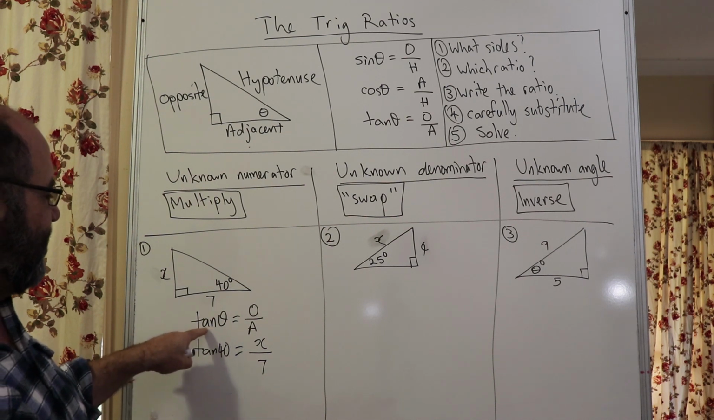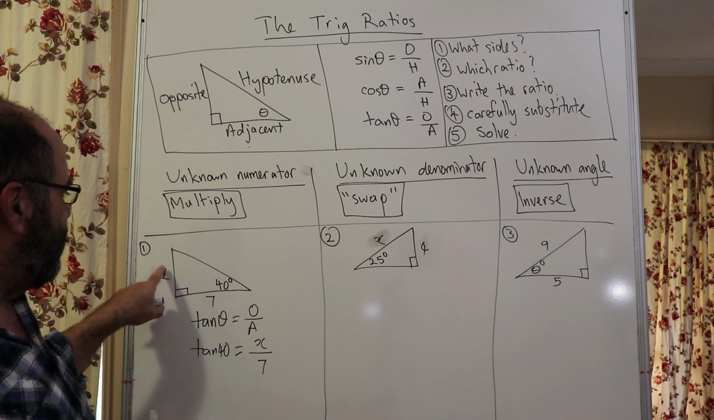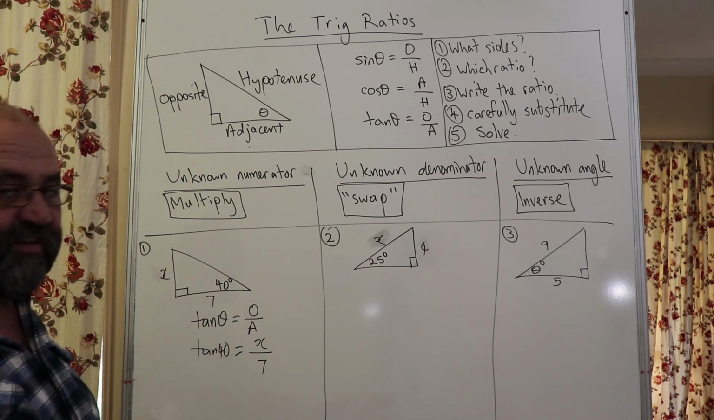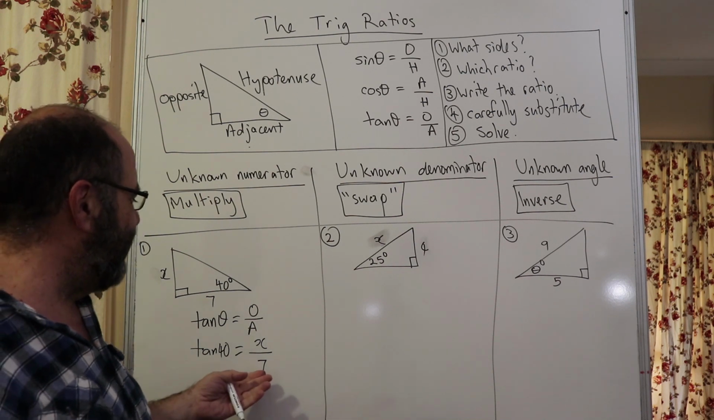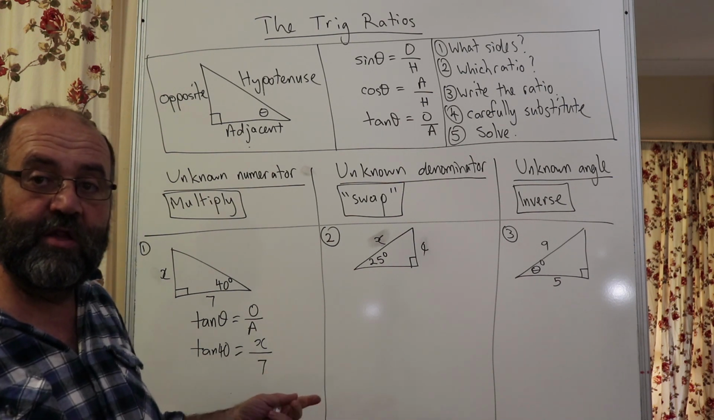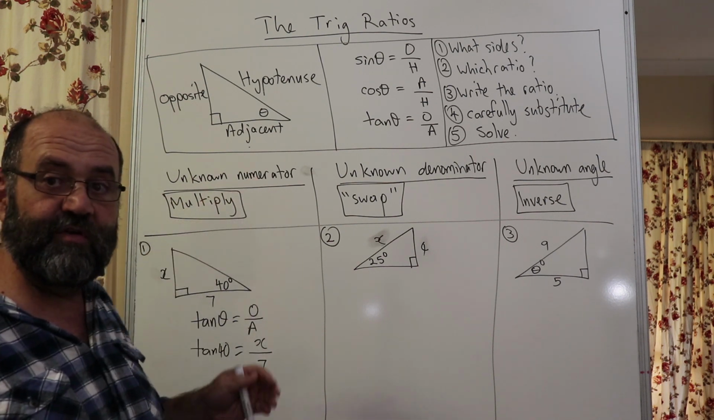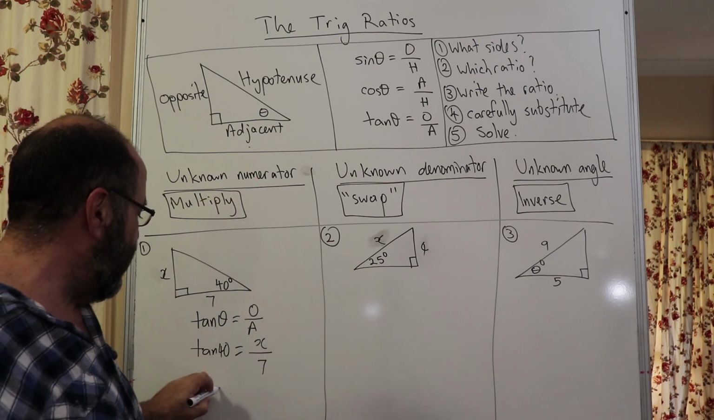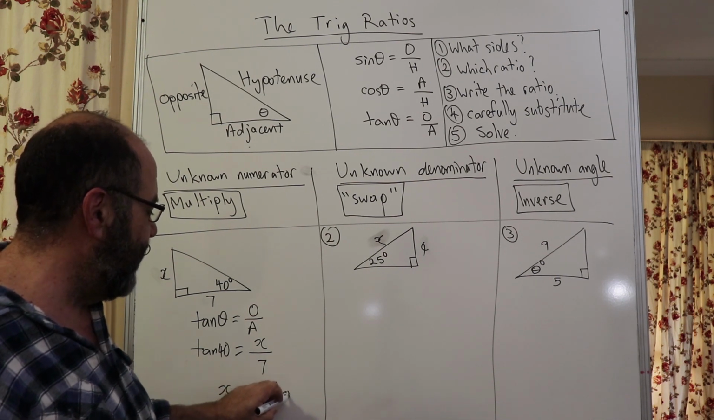Okay, so I carefully substituted. Tan 40 is opposite over adjacent. Theta was 40. My opposite was x, and my adjacent was 7. If I want to get x by itself, well, I need to get rid of the 7. The 7's dividing, so I multiply. When I've got an unknown numerator, my solution involves multiplication. So x is going to be 7 multiplied by tan 40.